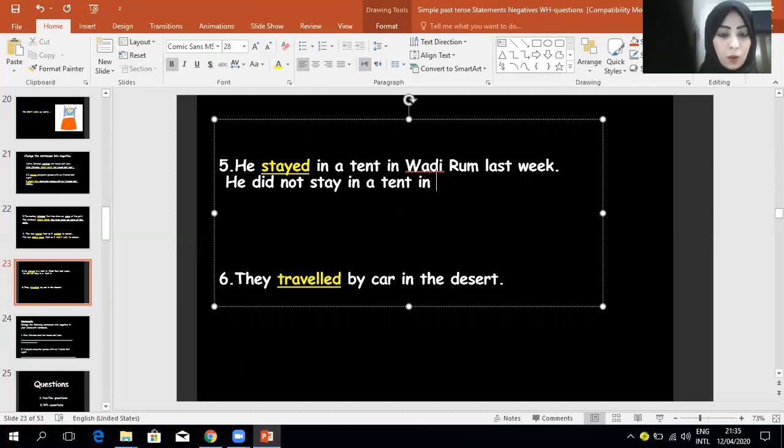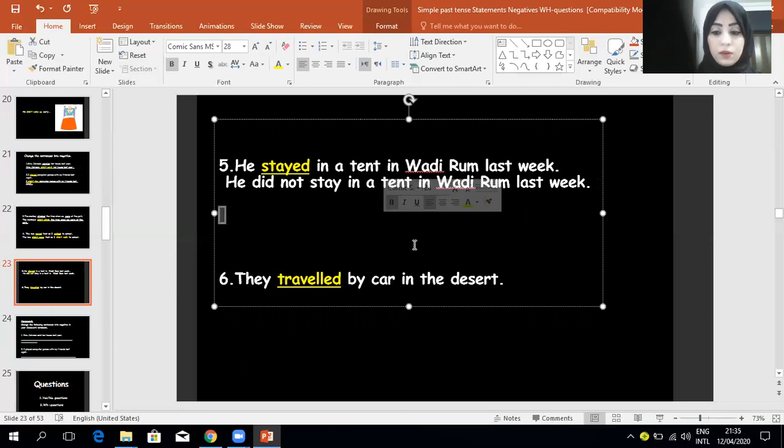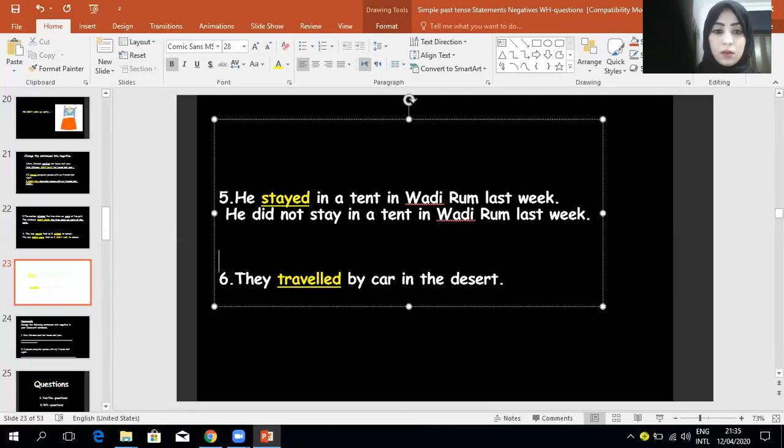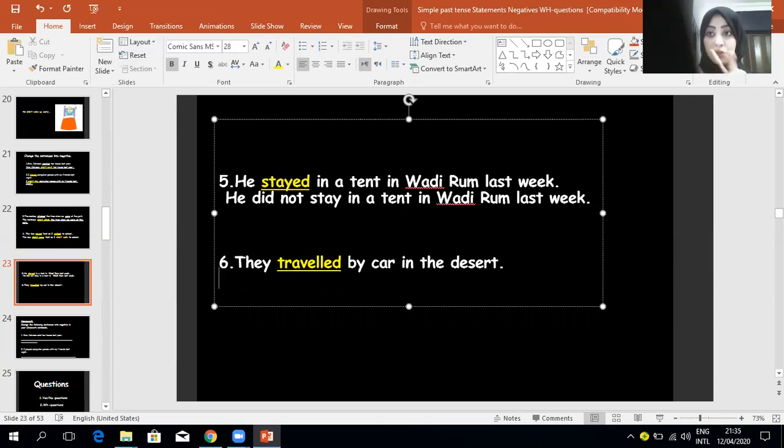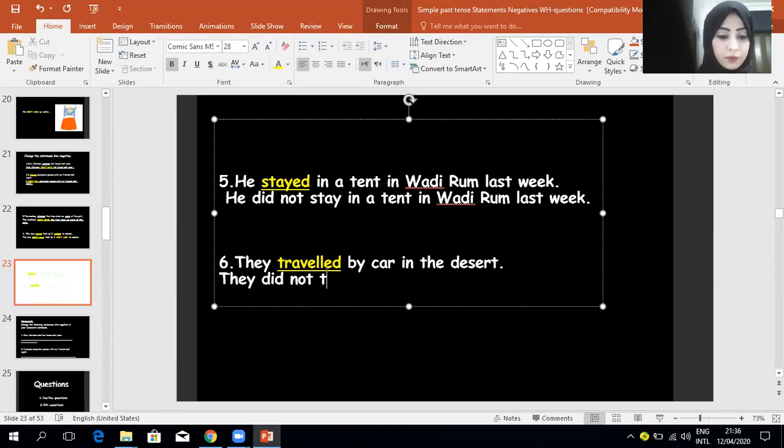in Wadi Rum last week. Number 2, they traveled by car in the desert. So I want from you now to change it into negative with me. So I will rewrite the subject, they, then did not, before the verb. Then I change the verb into base form, travel, then the complement of the sentence.